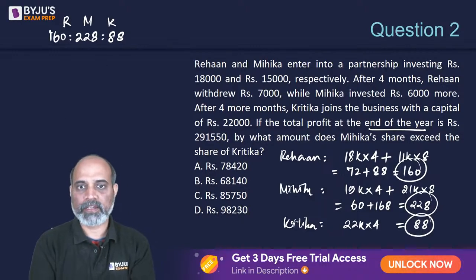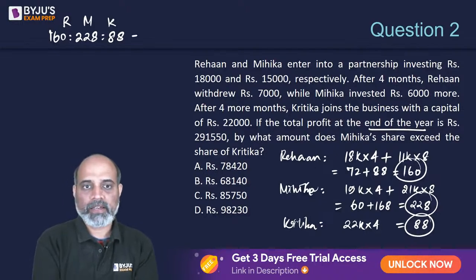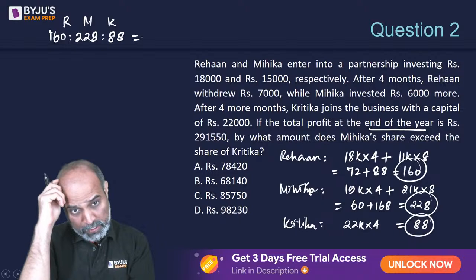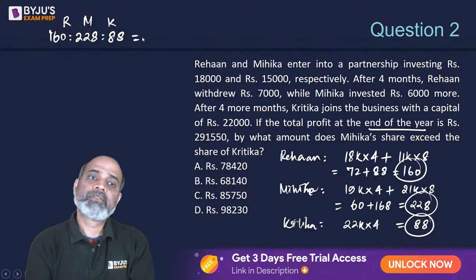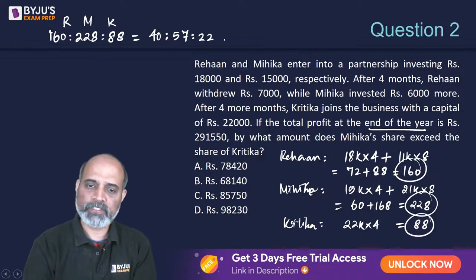Sorry, Rehan, Mihika and Kritika, right? And they all are divisible by 4. So this becomes 40, this becomes 57, and this becomes 22. We can't simplify this further.